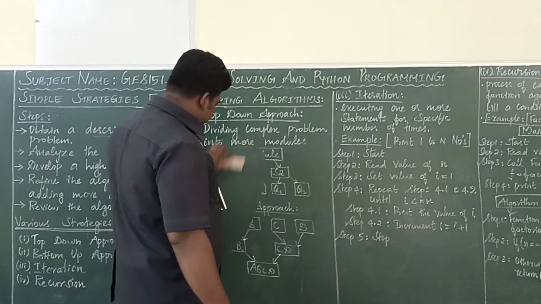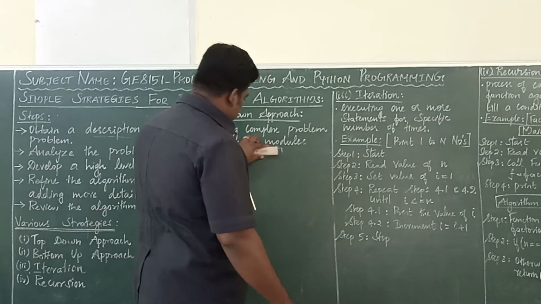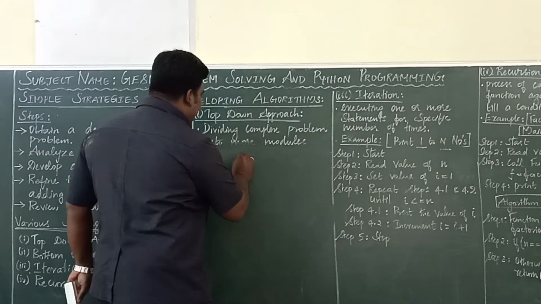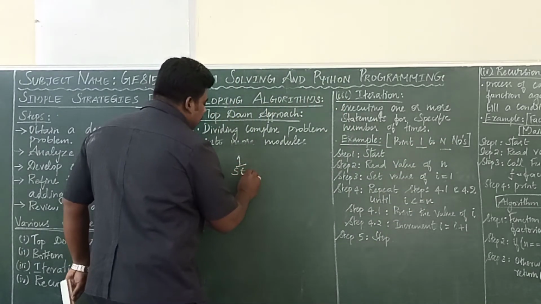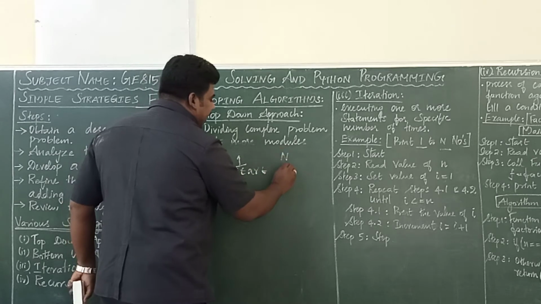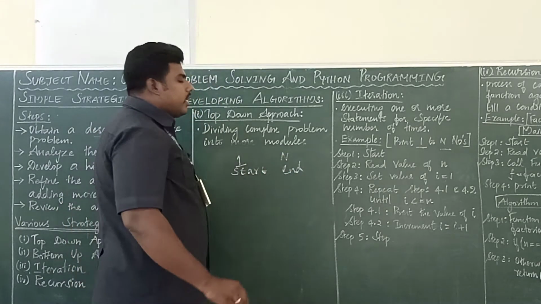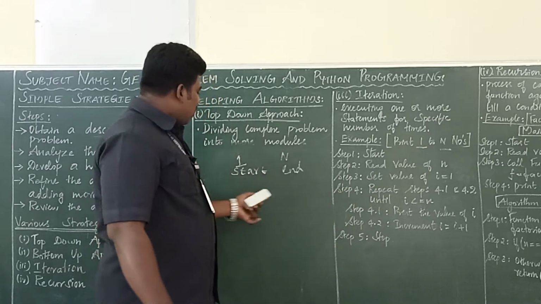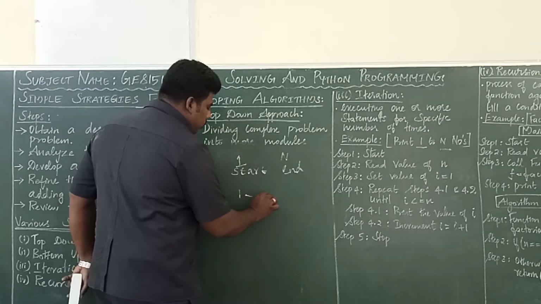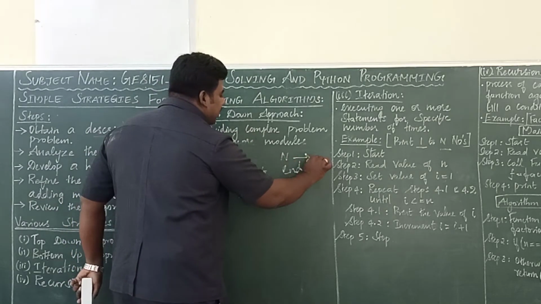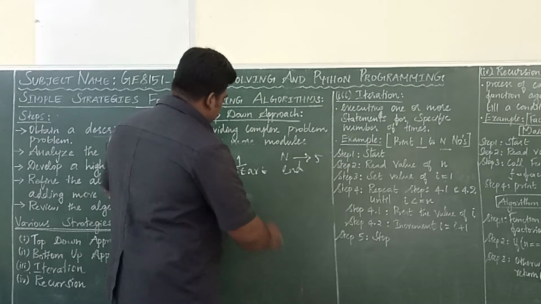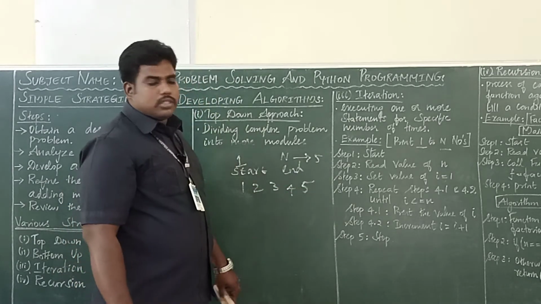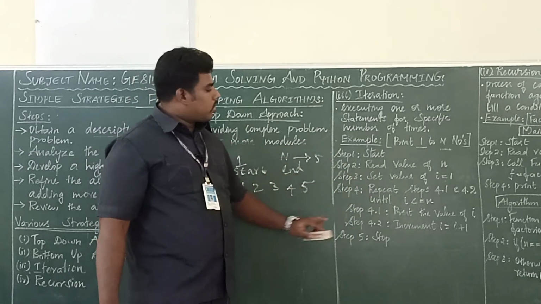For example, here 1 to n. Print 1 to n. So your starting position is 1, start is 1 and end is n. Here I am going to use the while loop, one type of iteration. So I want to print 1 to n. For example, my n is 5. So I want to print 1, 2, 3, 4, 5. For that I am going to write the algorithm.